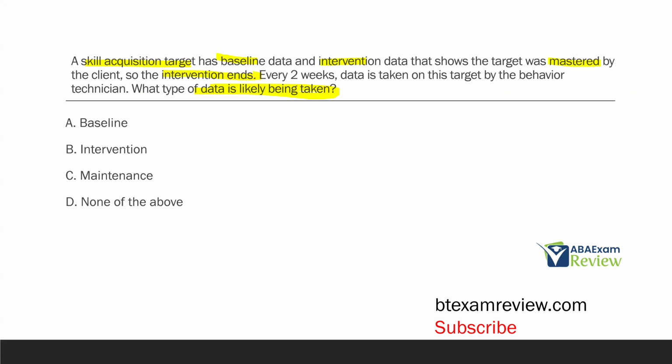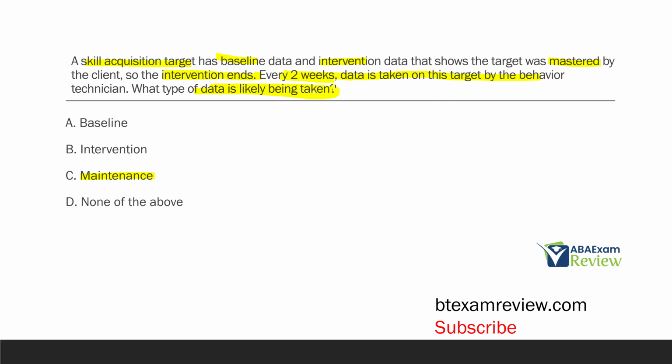So if you can picture that, we took baseline data on this target, you intervened, you took data on the intervention, mastered it, and the intervention ended. Now, every 2 weeks, data is being taken on the target behavior by the technician. What could the technician be taking data on? A, baseline. Well, we've taken baseline and the target's been mastered, and we're only taking it every 2 weeks. So it's not going to be baseline. It's also not going to be intervention. Intervention is over. The target was mastered. What we're likely taking data on is maintenance. We're likely taking maintenance data.